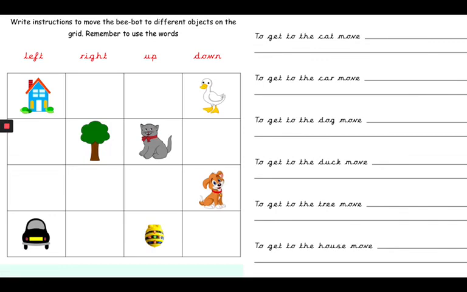So you're going to give the answers on this sheet here. To get to the cat, move. So you're the B-bot, we're over here, we need to get to the cat is here. What do you have to do using these words? So the first one, I'll give you the example for the first one. If you're here, you would move up and then up again. Now you need to complete the rest for all of these. So you can pause the video and do that now.